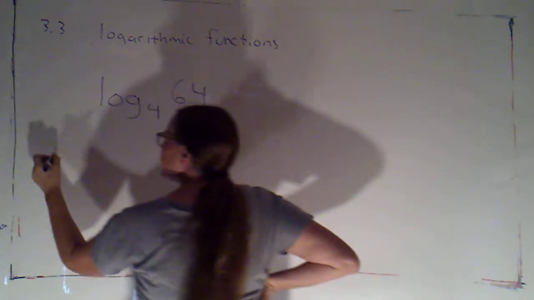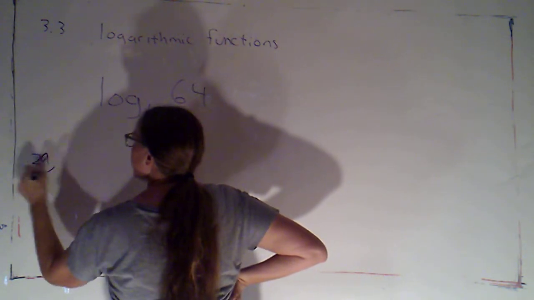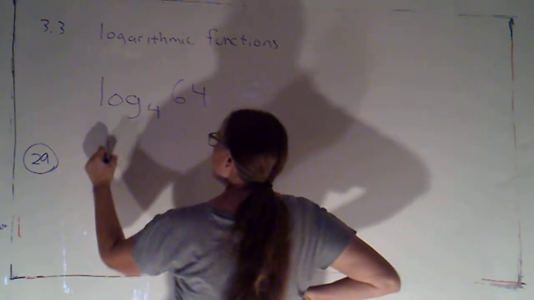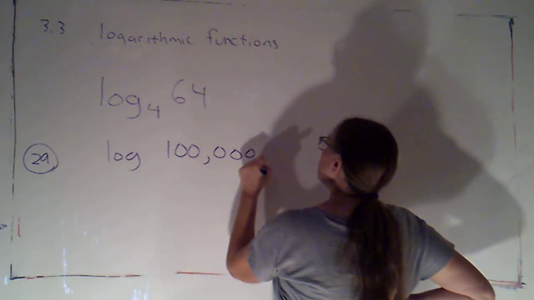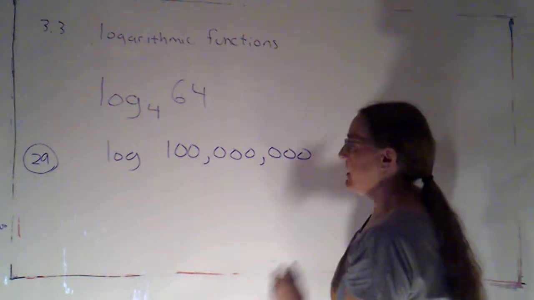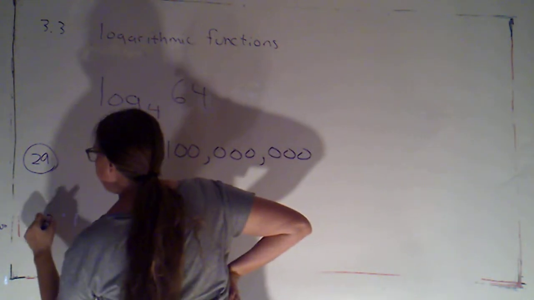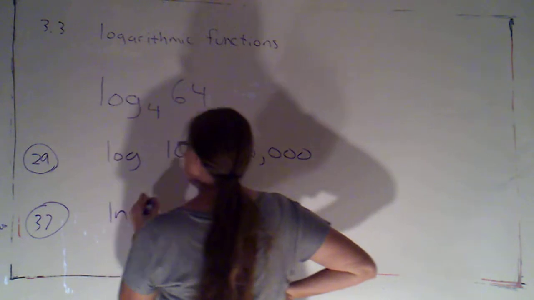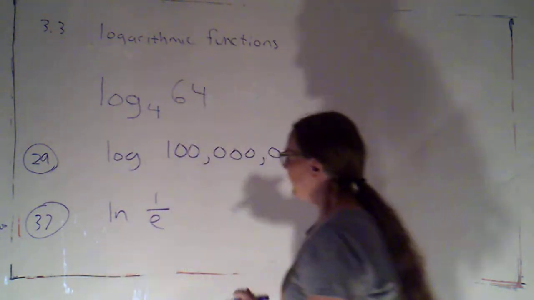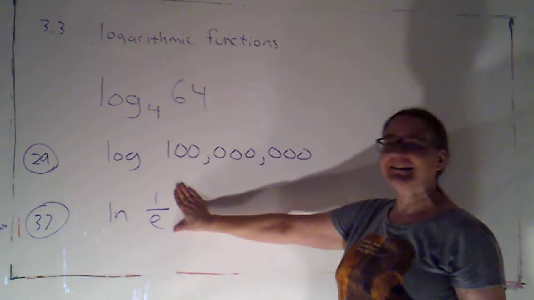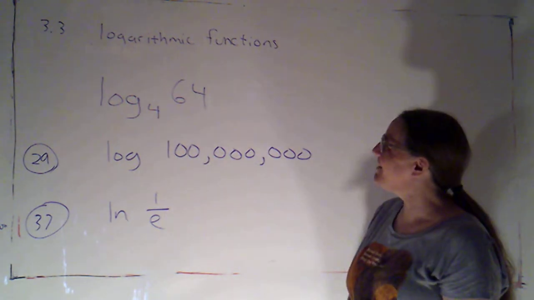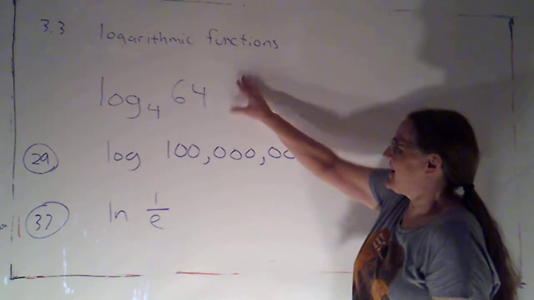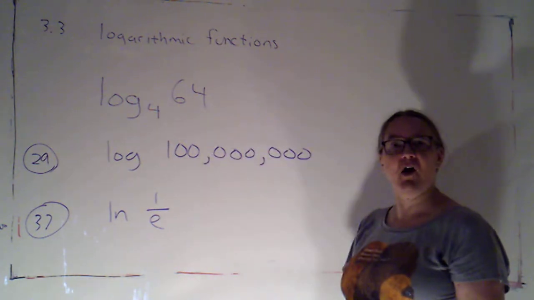Okay. And then the next 2 are from the homework. This is 29 from the homework. The log of 100 million. And then 37 from the homework is the natural log of an 'eth'. I like to call that an 'eth'. It's 1 over e. Okay, so this one I just made up. These 2 are getting you a head start on the homework.